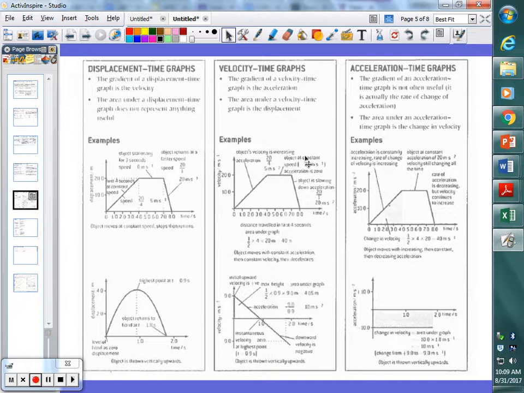So this whole graph right here represents motion in the same direction. Okay? It speeds up, it's constant, then it slows down, but it's still the same direction. Different than this graph, right? This is a velocity graph.